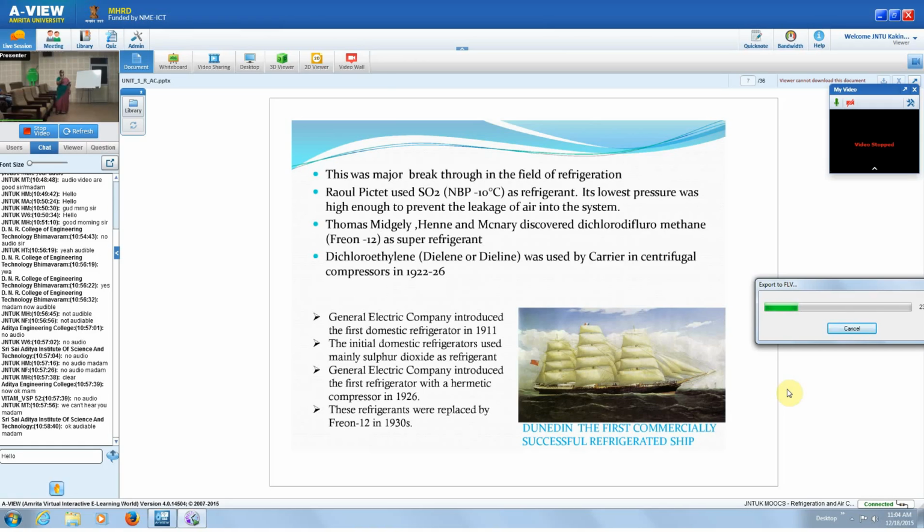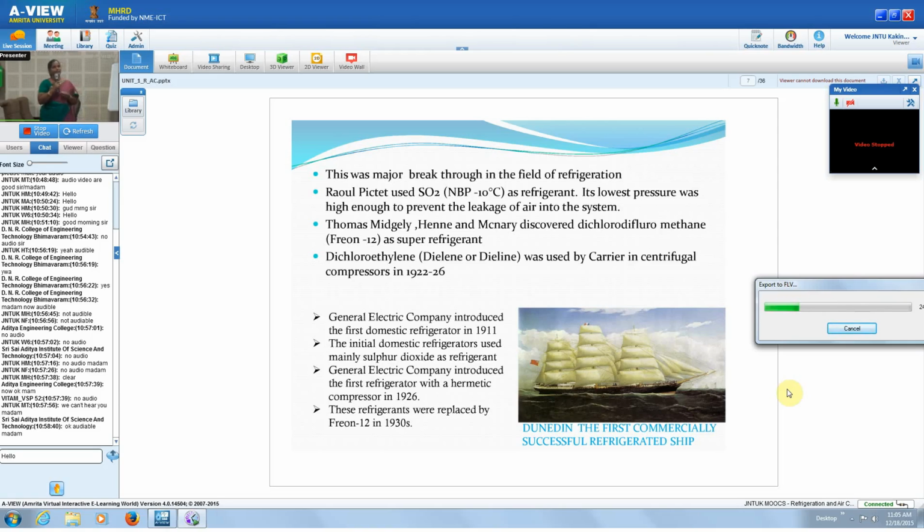Then Raoul Pictet used sulfur dioxide as refrigerant, so its lowest pressure was high enough to prevent the leakage of air into the system. Because the refrigerant is not going out of that system, it was used for some time. Then Thomas Midgley and Henne discovered dichlorodifluoromethane, Freon, as a super refrigerant. With the addition of Freon, the actual refrigeration system was developed.